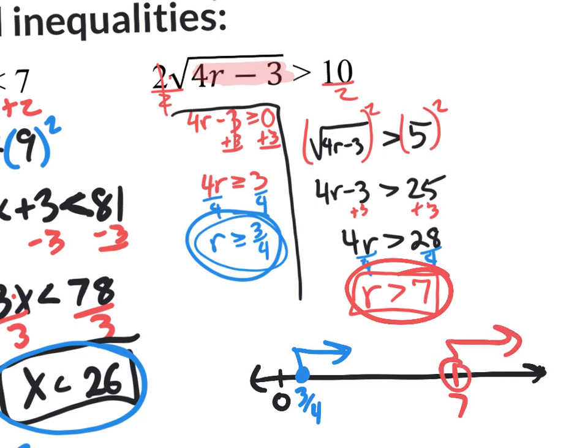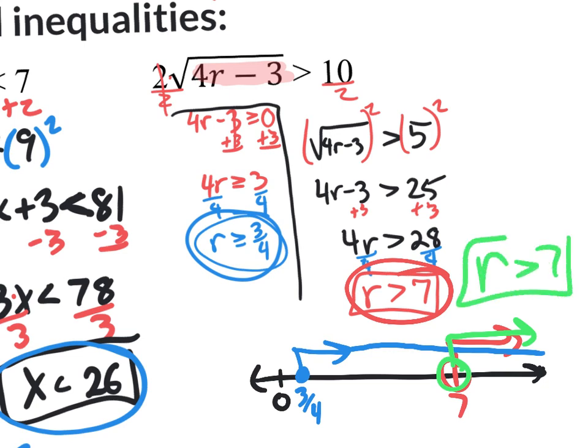So as you can see visually, the areas don't overlap in between the two values. They overlap at the 7 and to the right. If I were to extend this blue line going this way, where's the overlap piece? It's from here at 7 going that way. So that means that the inequality is just r is greater than 7. You do not write it as a compound inequality.